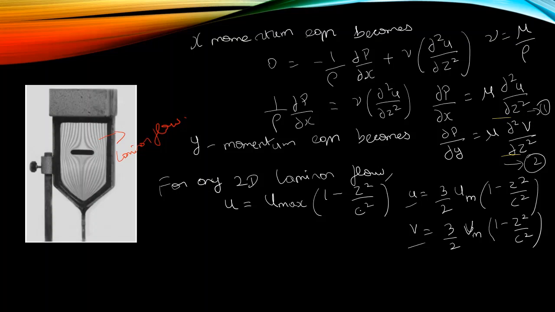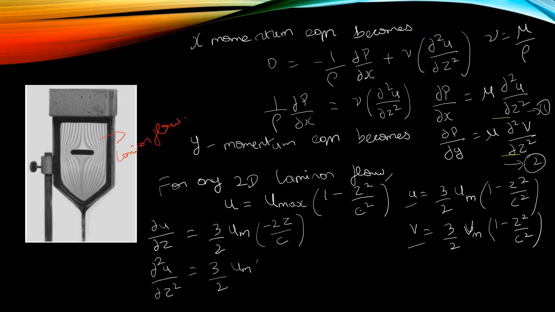So on differentiating, the first time, dou u by dou z gives what? 3 by 2 times um times minus 2z by c square, and similarly dou square u by dou z square becomes 3 by 2 times um times minus 2 by c square.